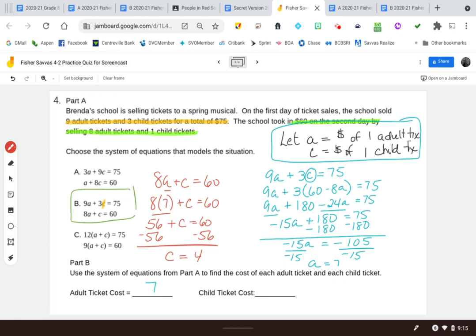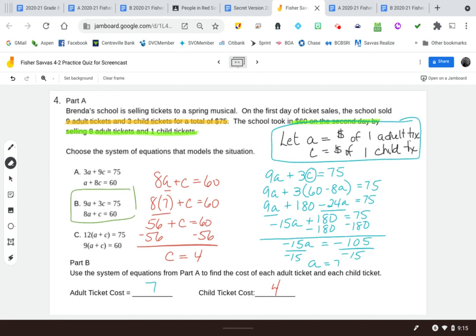So that means the cost of one child's ticket is 4. You can take my word for it, or you can actually go back and do the check. If you do the check, remember you would replace the a in both equations with 7 and the c in both equations with 4 and make sure that both sides are equal.